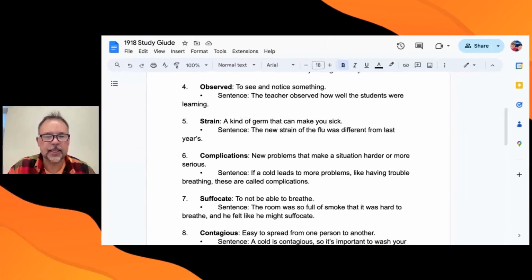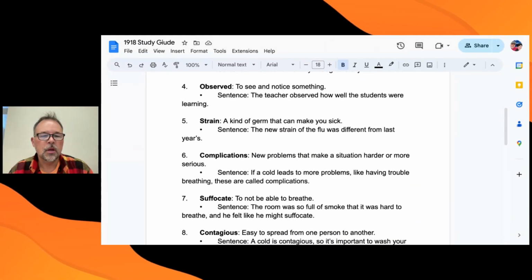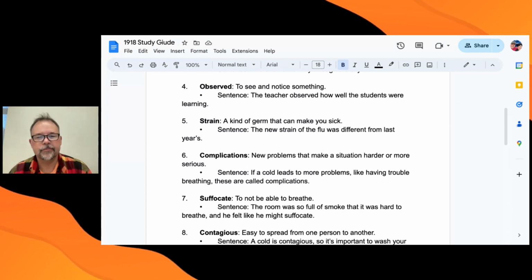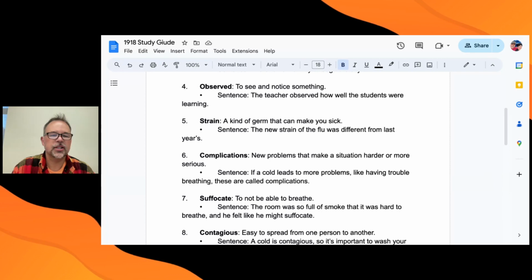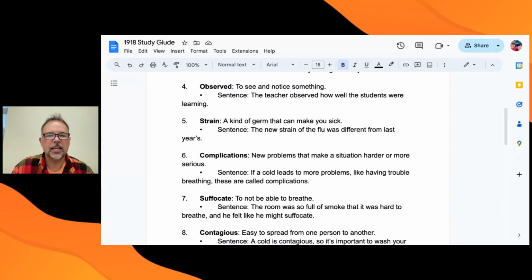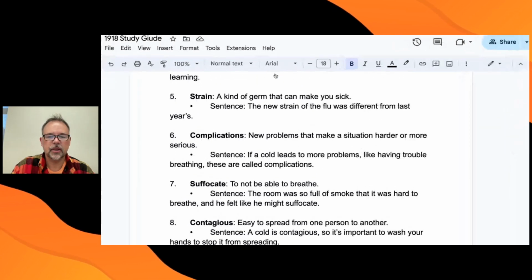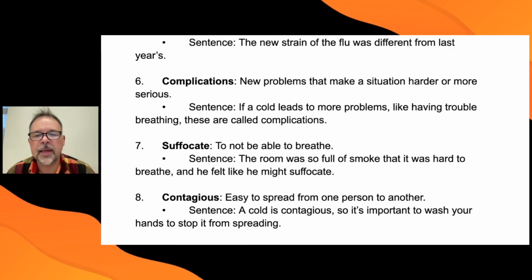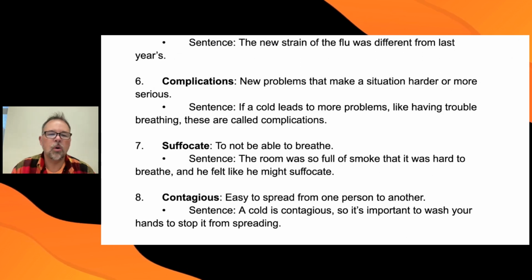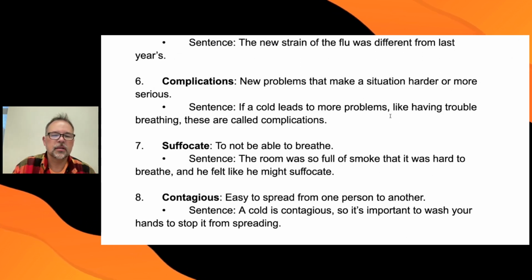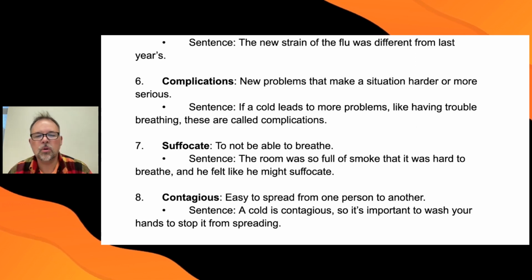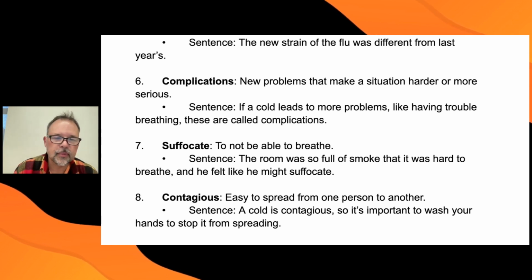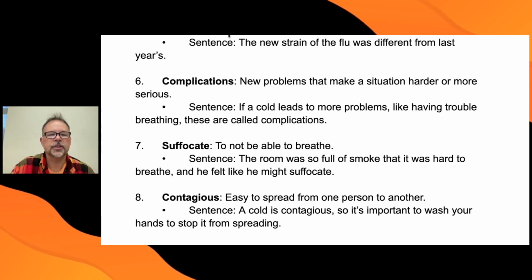So let's read the sentence here for strain. The new strain of flu was different from last year's. There you go. Complications is number 6. Complications. Can I make it a little bigger too? Maybe, yeah, let's make it a little bigger. So, complications are new problems that make a situation harder or more serious. So, here's a sentence. If a cold leads to more problems, like having trouble breathing, these are called complications.